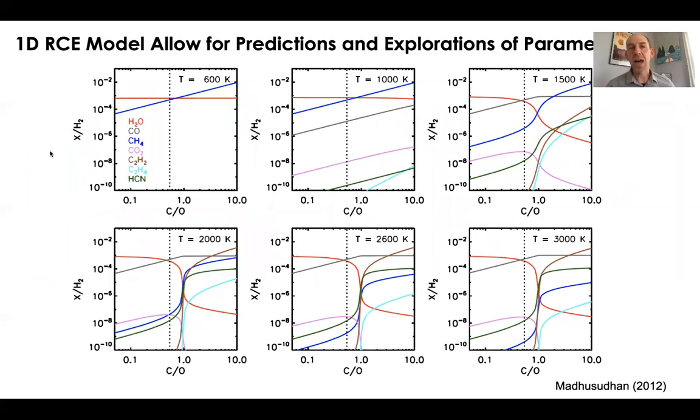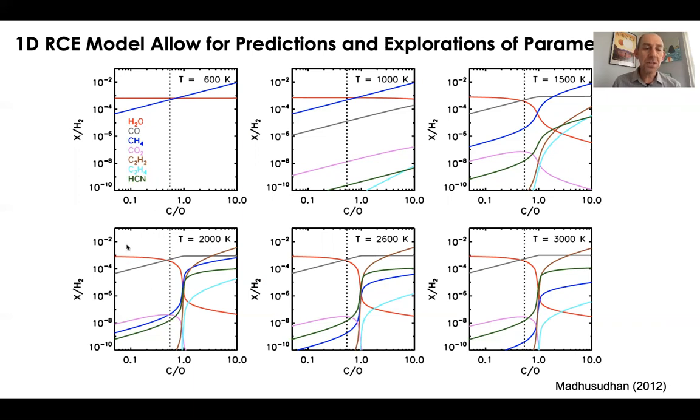One-dimensional models also allow you to make predictions for how atmospheres should change when you change the input physics and chemistry. And so an example of this is Madhusudhan 2012. Madhu has suggested that the atmospheric abundances should change dramatically as you change your carbon to oxygen ratio. And we can look at, let's say, this plot in the lower left. This is for 2000 degrees, typical of some of the hot Jupiters. As you go from a C/O ratio less than 1 to a C/O ratio greater than 1, your chemistry changes significantly.